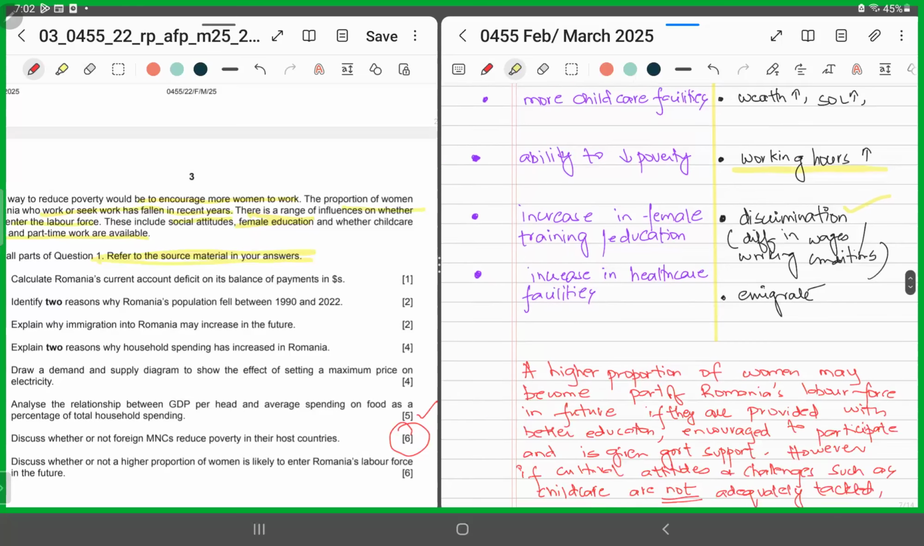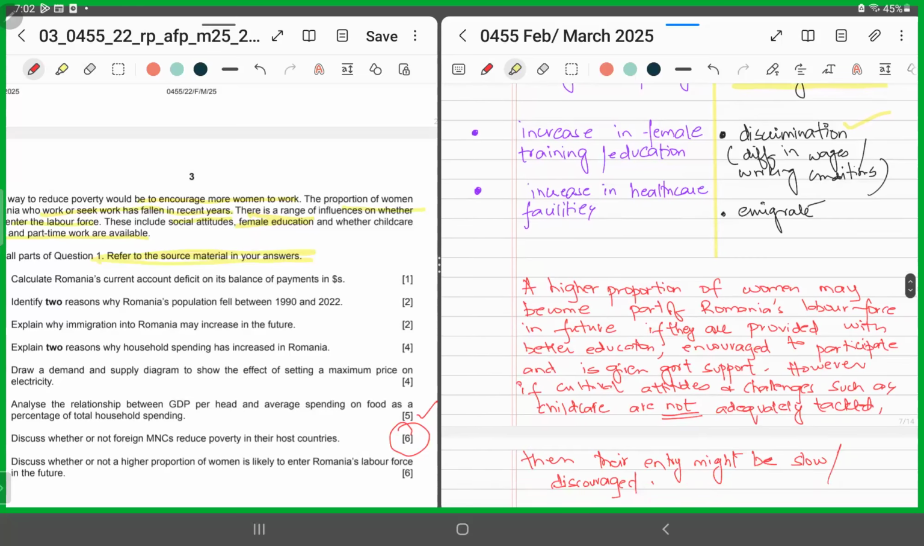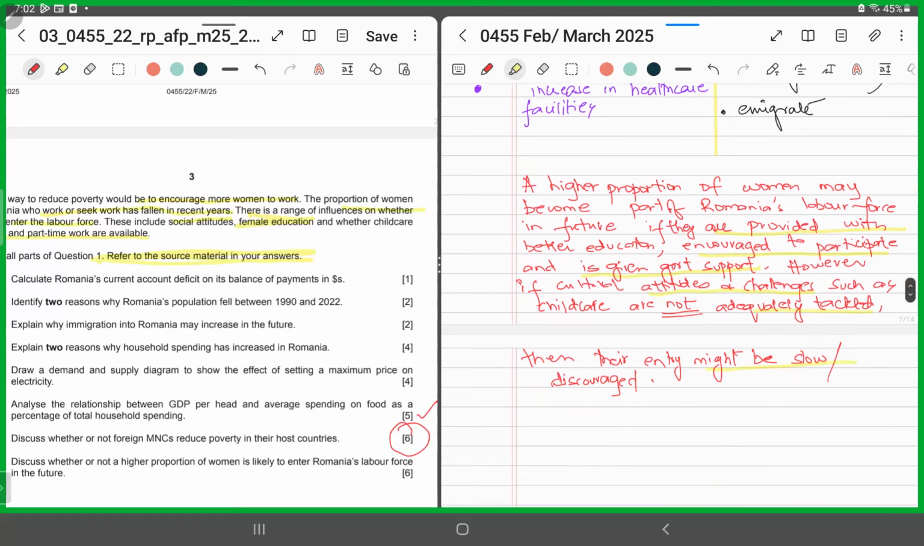So, conclusion. A higher proportion of women may become part of Romania's labor force in future if they are provided with better education, or they are encouraged to participate and are given government support. However, if cultural attitudes and challenges such as childcare are not adequately tackled, then their entry might be slow or they might be discouraged from being a part of the labor force.